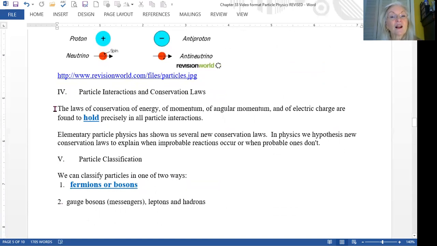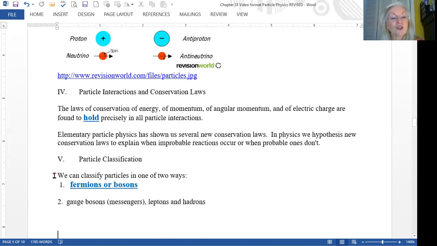So, particle interactions and conservation laws. Well, we know that the law of conservation of energy holds, the law of conservation of momentum holds, the law of conservation of angular momentum holds. And in fact, the law of conservation of electric charge holds. So we have experimental verification that these laws hold true. Elementary particle physics has shown us some new conservation laws, and we look at them to explain reactions that we can't explain any other way, or reactions that seem improbable but exist. So we'll look at some unusual conservation laws in just a minute.